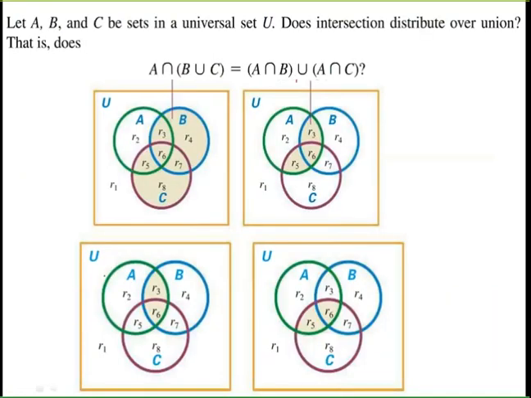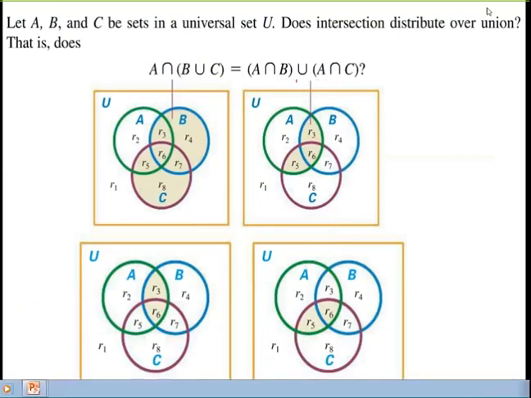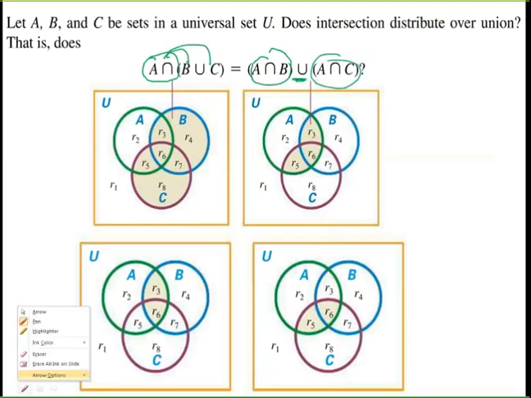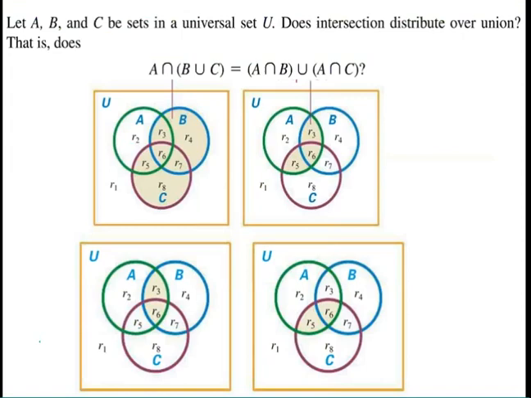Now, this last example, it says, let A, B, and C be sets in the universal set U. Does the intersection distribute over the union? In other words, can I have the intersection of A and B and then do the union of A and C? And so what we want to do is check this out. So what this is saying is, if I follow the order of this, does it match if I followed the order of the right side?